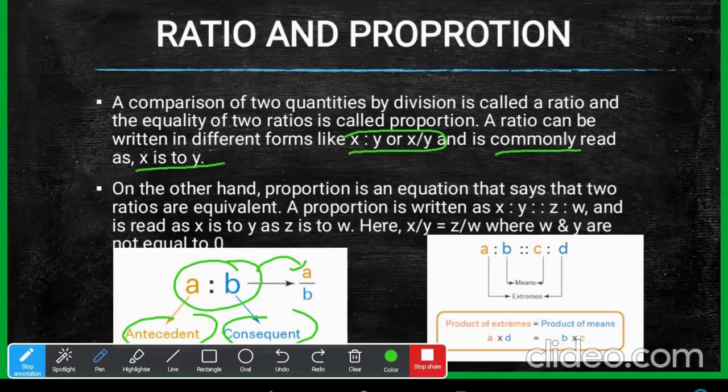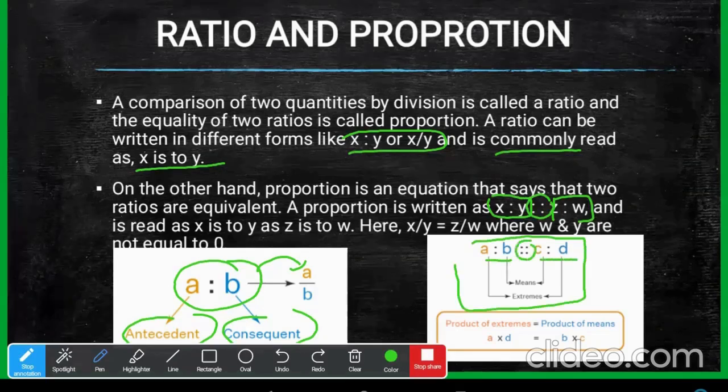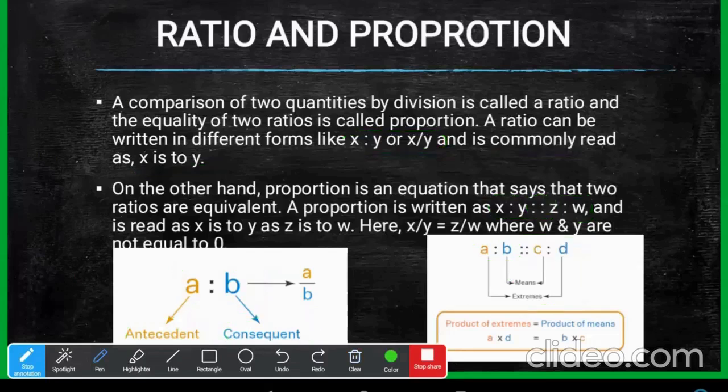On the other hand, a proportion is an equation that says two ratios are equivalent. We can write a proportion like this. This is the first ratio, this is the second ratio, and this is known as the proportion sign. You can see this is ratio number 1, this is ratio number 2, and this is the comparison symbol. So we can compare them. These are known as the mean values, and these are known as the extreme values. We can write it like this: the product of the extreme values, A multiplied by D, and the product of the mean values, B multiplied by C, should both be equal. So this is the basic concept of ratio and proportion.